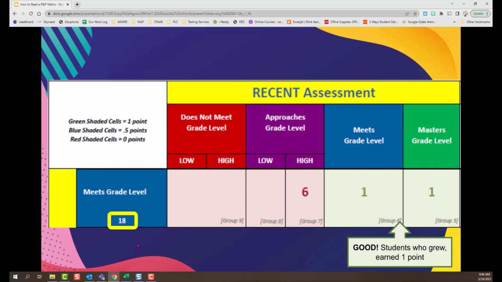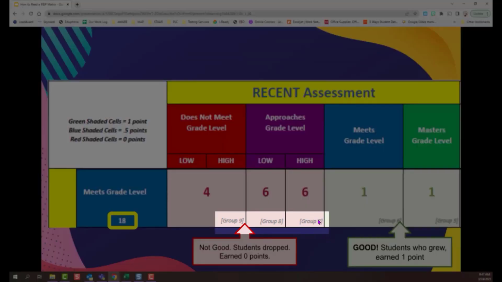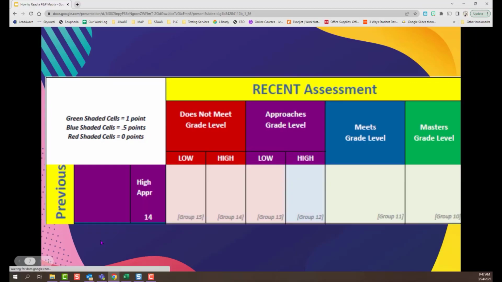But then I have students who are falling. I've got 6 in the high approaches, 6 in the low approaches. But then I've got 4 in the did not meet grade level. So again, I need to go find out who those kiddos are. So I'm going to be looking at groups 7, 8, and 9. All right, we're going to do one more example, and then we're going to go into how do I find who those students are.